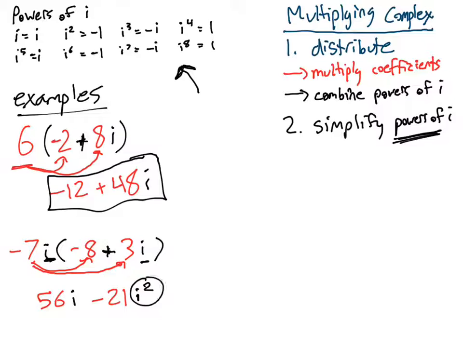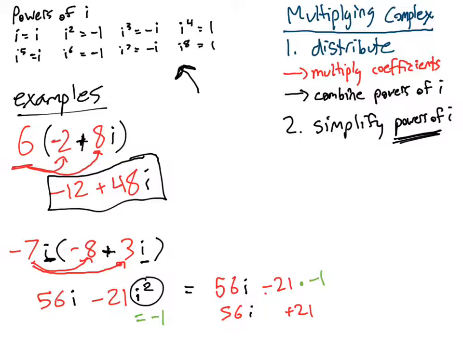So i squared is equal to negative 1, which means that we can rewrite this expression as 56i minus 21 times negative 1. And negative 21 times negative 1 becomes positive 21. So our final answer here is 56i plus 21.